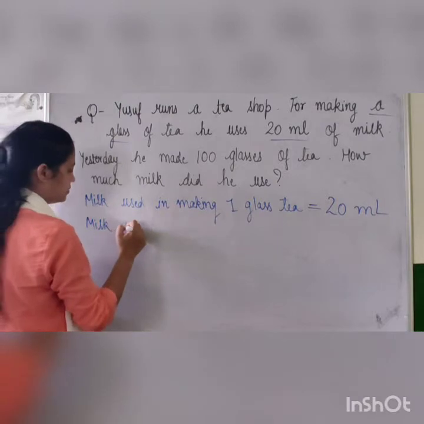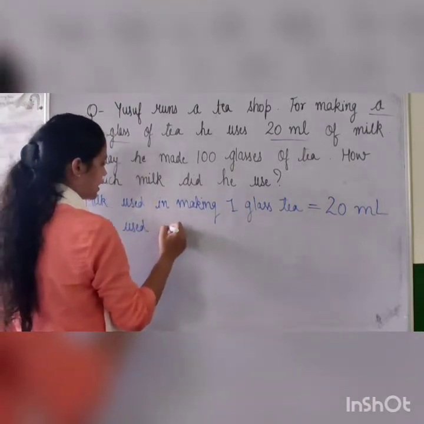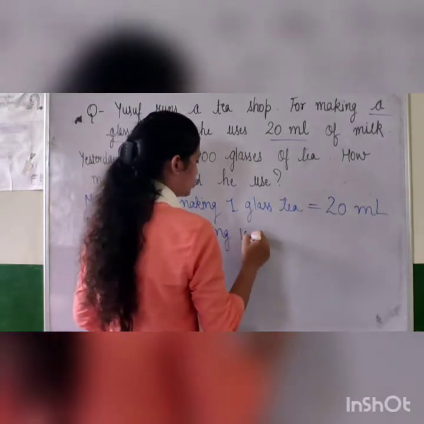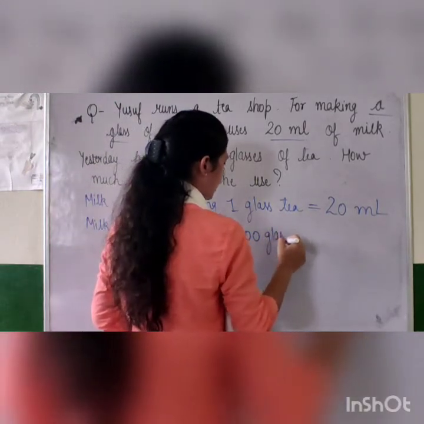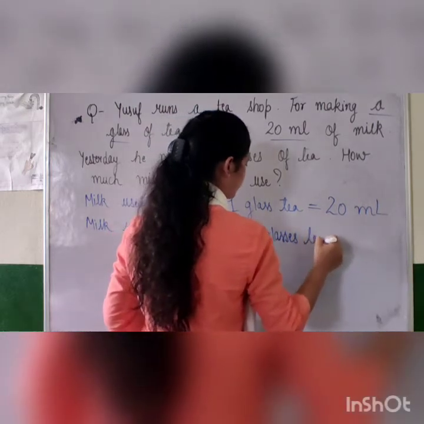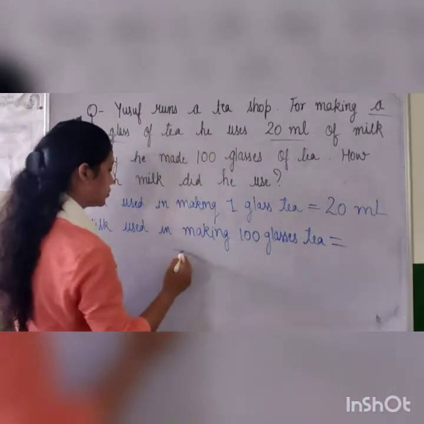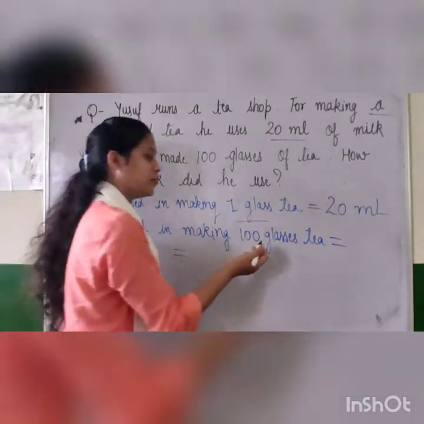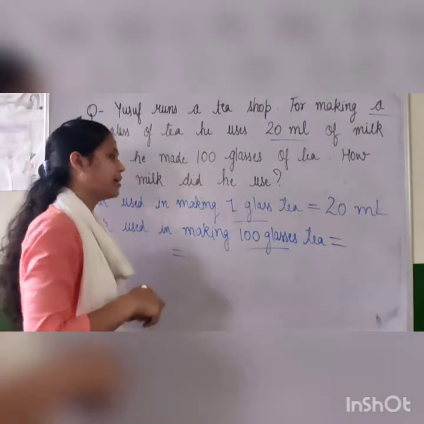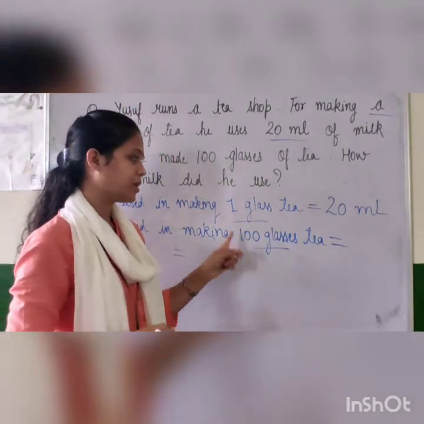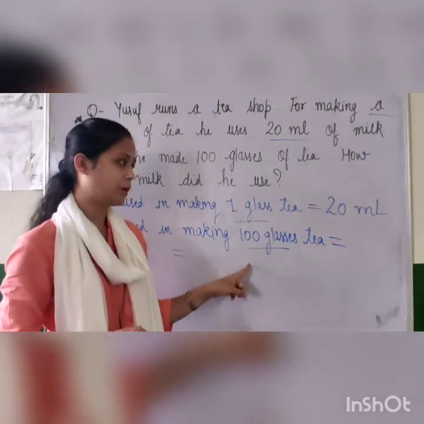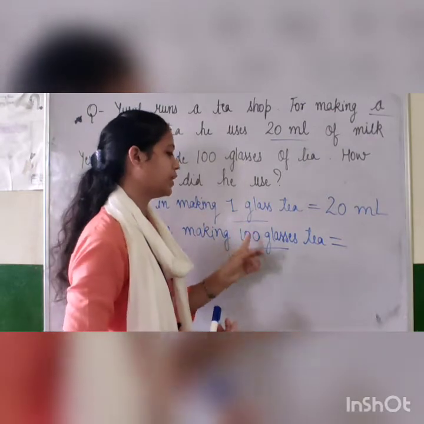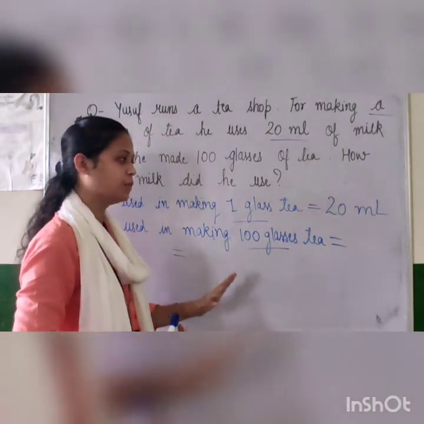Milk used in making 100 glasses of tea. So how much will it be? We have been given for the small amount, that is for 1 glass, and we have to find out for the big amount, that is for 100 glasses. Again we have to go from 1 to many. So what we will do? We will multiply. Whenever we have to go from 1 to many, we do multiplication. So here also we will do multiplication.